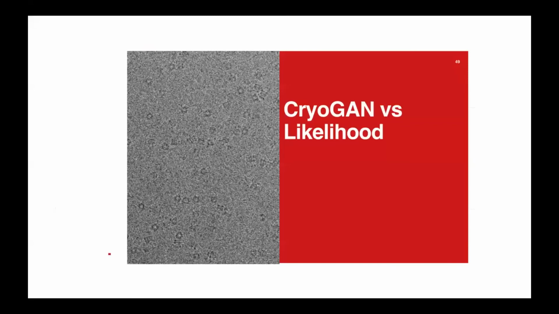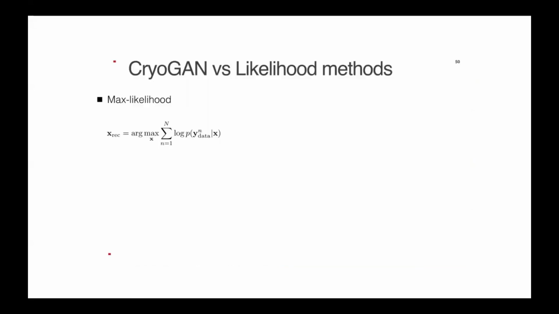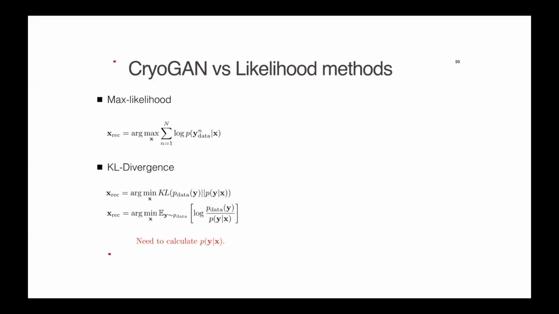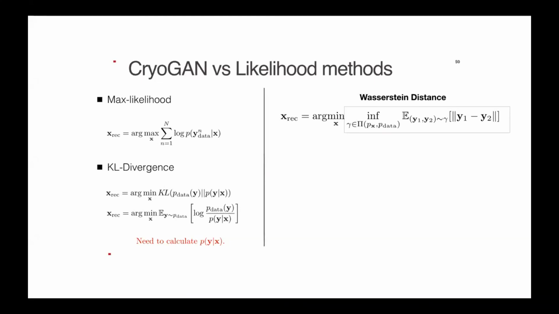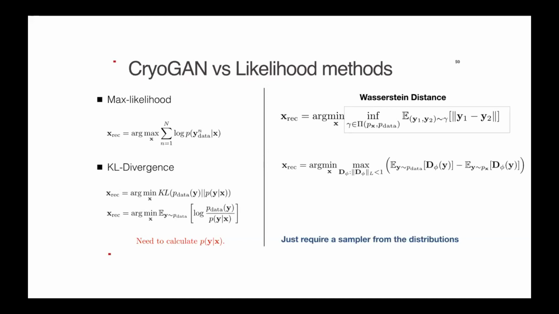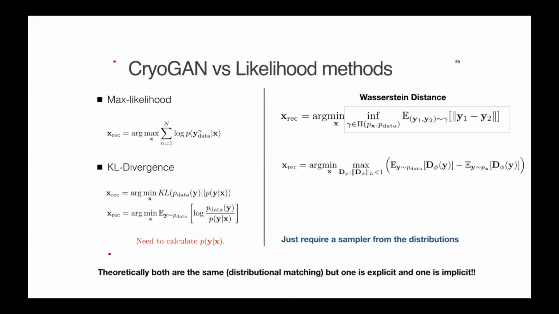So I'll reiterate what we discussed about CryoGAN versus likelihood methods. The current techniques use maximum likelihood, and they rely on KL divergence, which is a way to minimize the distance between the real distribution and the distribution of the measurements from the reconstruction. Once you do that, you need to calculate the conditional distribution for each projection, which requires estimating the pose for each projection. Instead of KL divergence, if you use Wasserstein distance, because of its form, you just require a sampler from the distribution. You don't need to calculate the probability of y given x. And as we discussed, sampling from the distribution is basically emulating the cryo physics, similar to a cryo physics simulator. So theoretically, both are the same. Both are distribution matching techniques, but one is explicit and one is implicit.